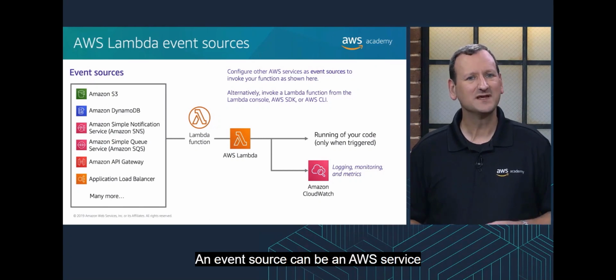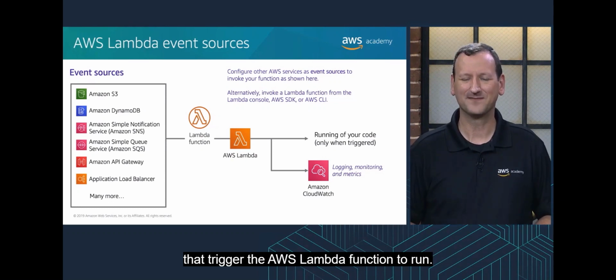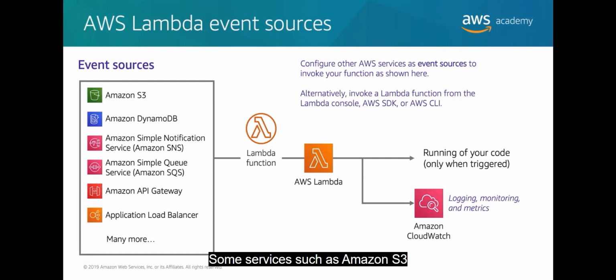An event source can be an AWS service or developer-created application that produces events that trigger the AWS Lambda function to run. Some services, such as Amazon S3 and Amazon CloudWatch Events, publish events to Lambda by invoking the Lambda function directly. Other services are pulled by Lambda. For example, Lambda can pull records from an Amazon Simple Queue Service, and Lambda can read events from the Amazon DynamoDB database service. Finally, some services, such as Elastic Load Balancing and Amazon API Gateway, can invoke your Lambda function directly.